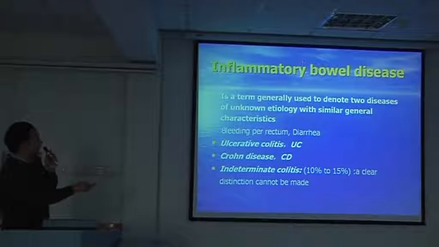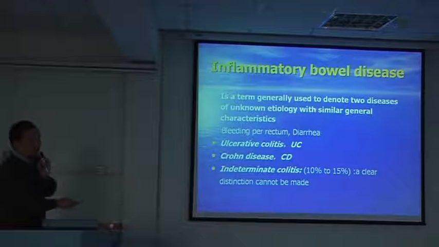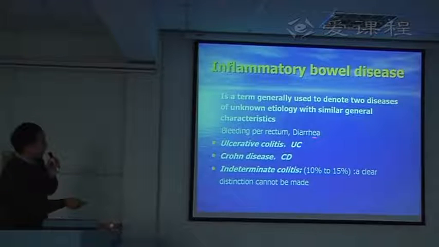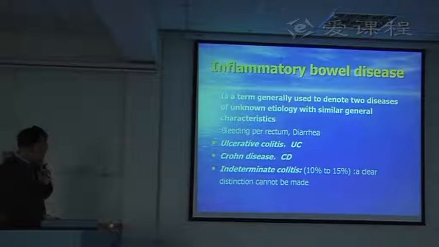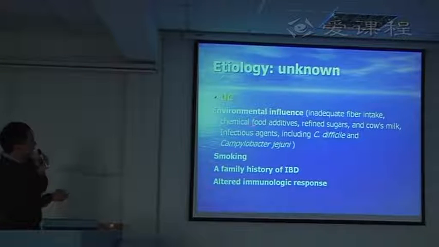So what is inflammatory bowel disease? It is a term generally used to denote two diseases of unknown etiology. We don't know what is happening. Maybe some causes, but not so clear. They have similar general characteristics, so bleeding per rectum and diarrhea are the most common symptoms of UC and CD. So the etiology is unknown.